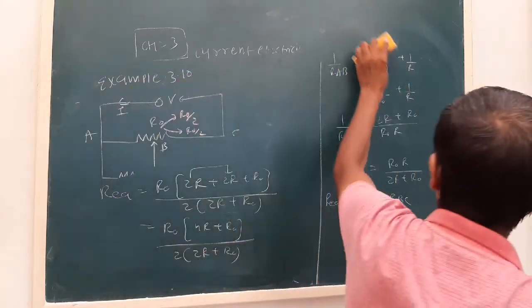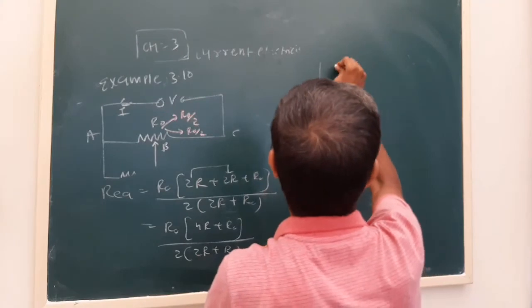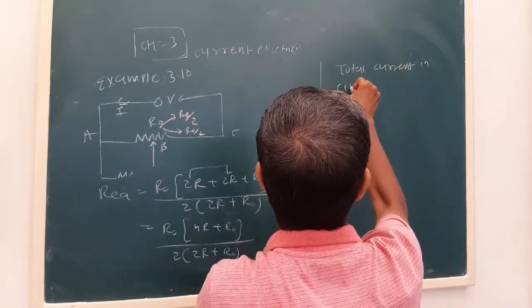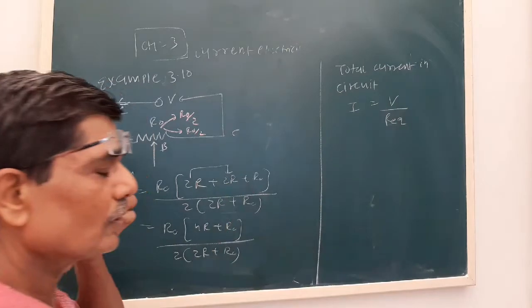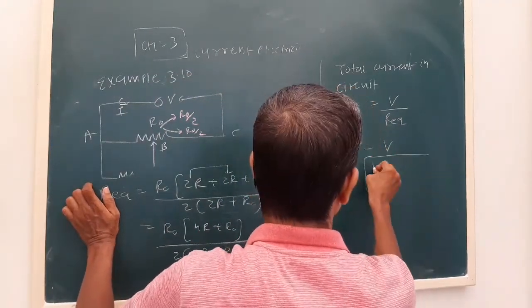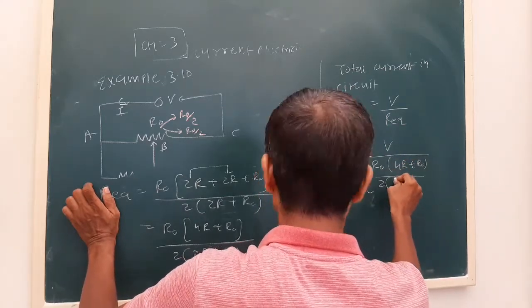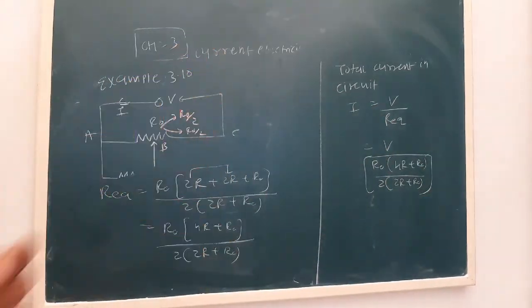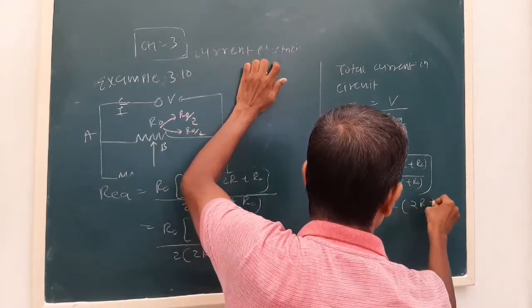What will be the total current in the circuit? V upon R equivalent, V upon, now this term will move to the numerator, so that will make 2VR upon 2R plus R0.